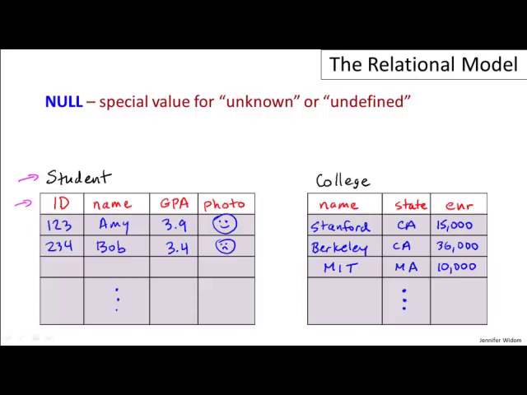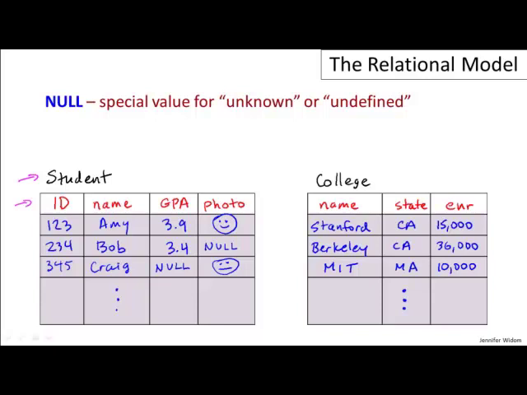So let's add another tuple to our database, let's say 345, another student named Craig, and for whatever reason Craig doesn't have a GPA. Maybe Craig is homeschooled, maybe Craig doesn't want to reveal his GPA. So then the database would contain a null value for Craig, and we'll just put a neutral face there. Or, for example, maybe Bob doesn't want to have his photo in the database, so then Bob would have a null value for his photo. So again, nulls can go anywhere.